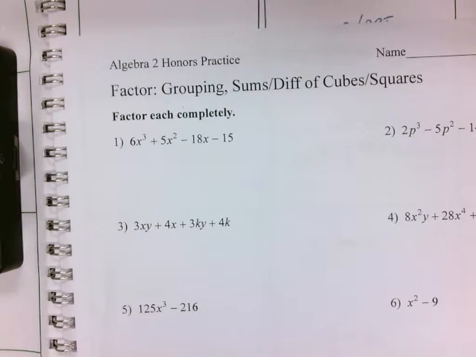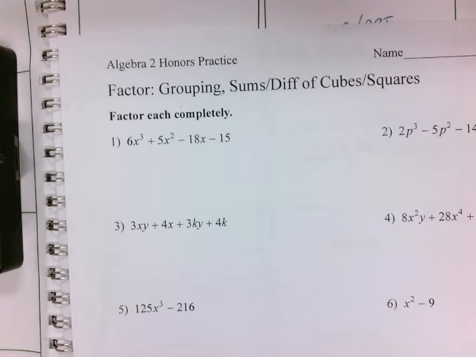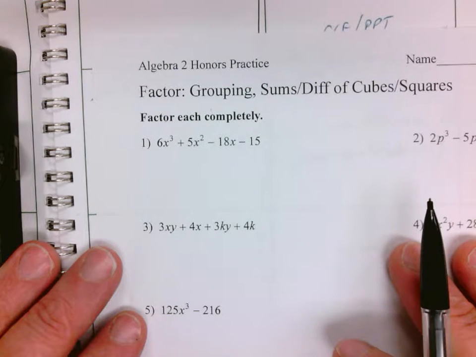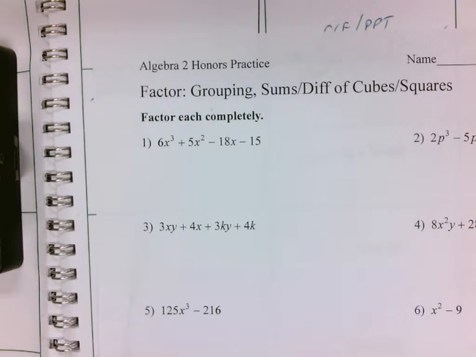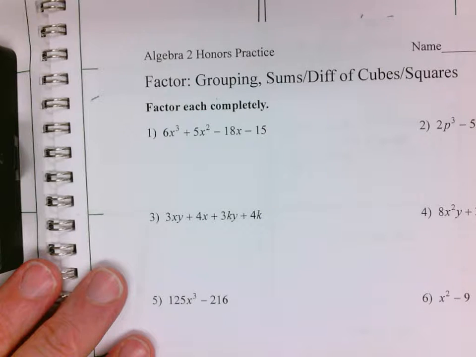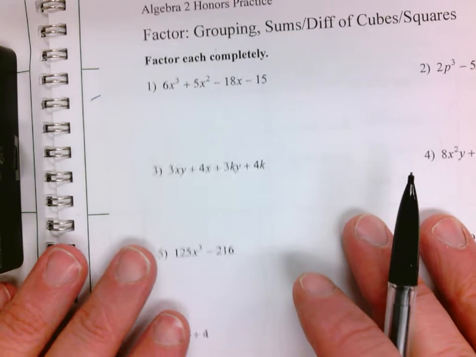This video is just going to be some miscellaneous problems from the practice sheet, mainly sums and differences of cubes. There's a few squares in here, and then factoring by grouping, which you can recognize when there are four terms. They don't hide it very well. So we'll start out with a factor by grouping.